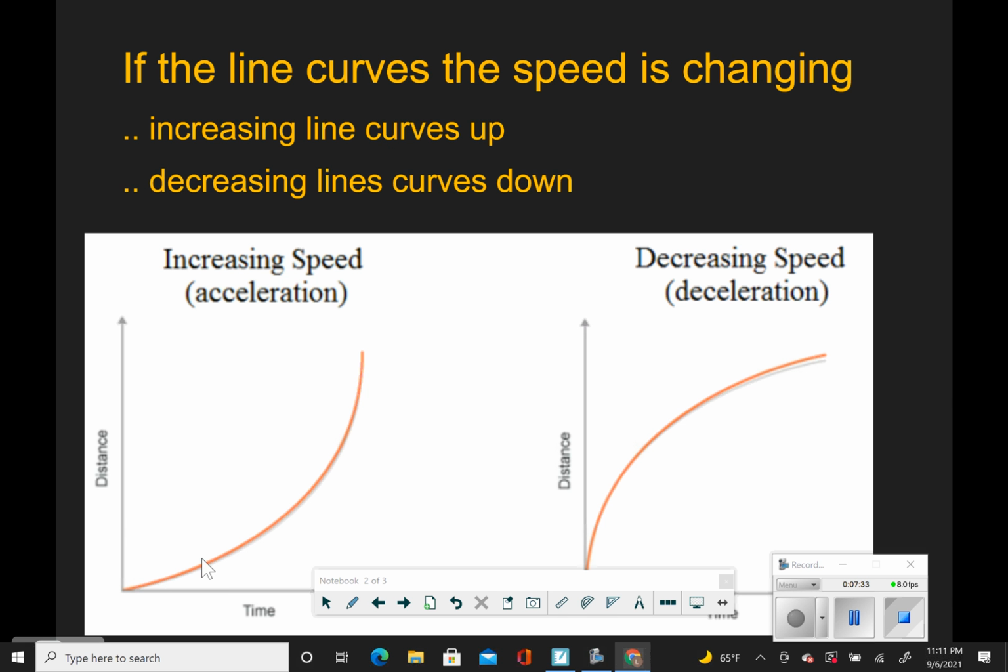If the curve goes upwards, the speed is increasing. If the curve is going like this, flattening out, the speed is decreasing. The closer it is to a flat line, the closer it is to stopped.